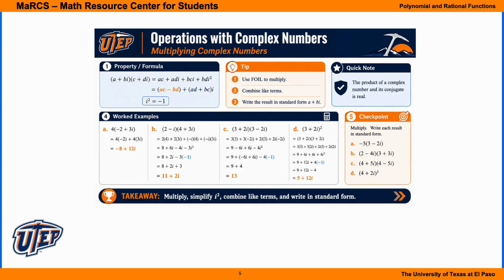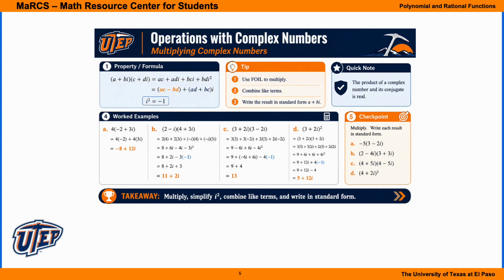So now for a plus bi times c plus di, we will distribute each of the terms, and then we will combine like terms and write the result in standard form, a plus bi. So we have a times c plus a times di plus bi times c plus bi times di. Then rewriting with the real portion, we'll have ac minus bd. And for the imaginary portion, we'll have ad plus bc times i. And we know that i squared is equal to negative 1, which is why we have the negative bd.